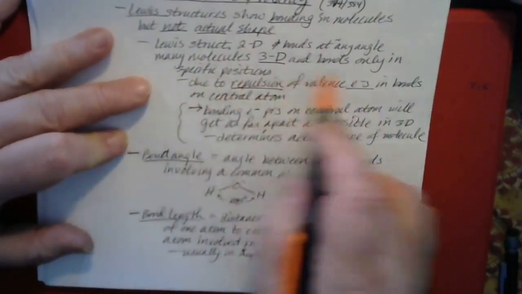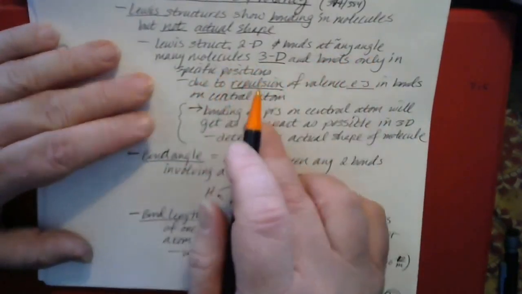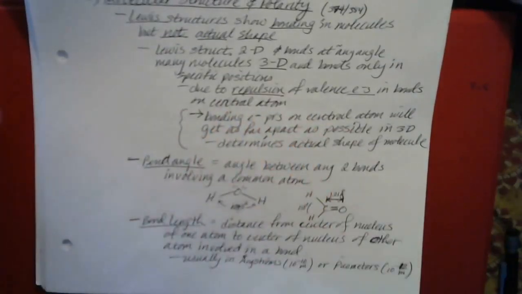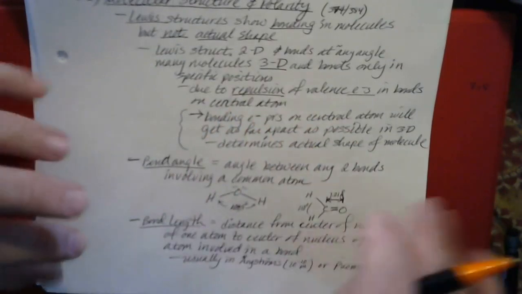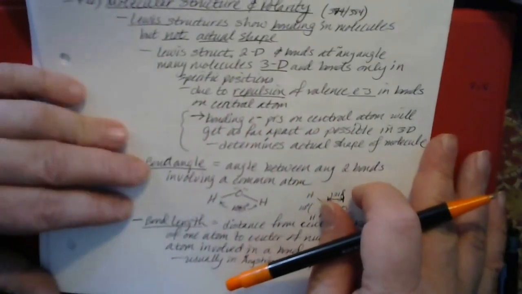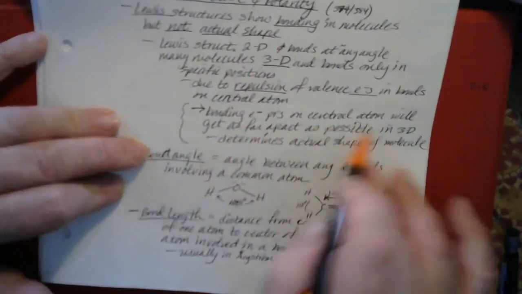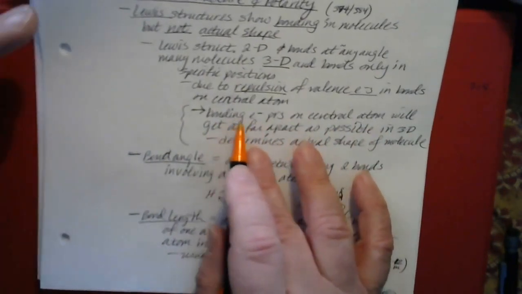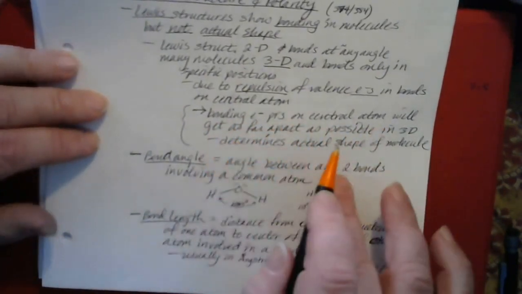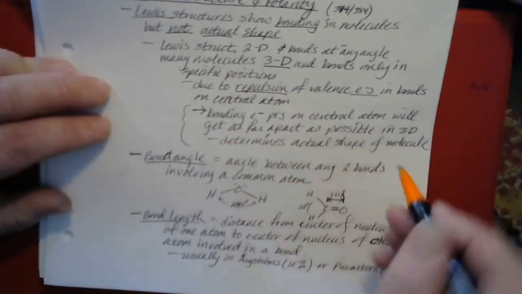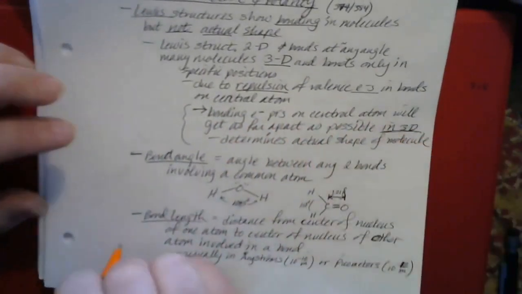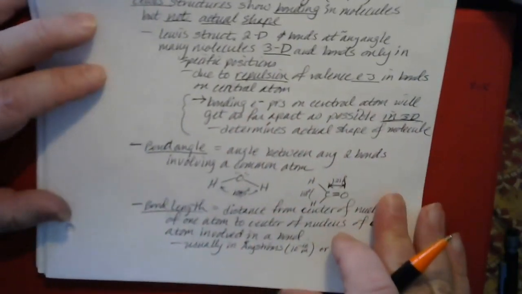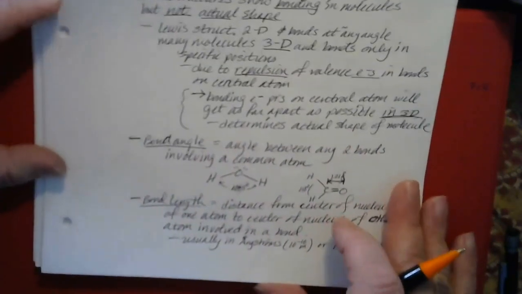The Lewis structure, as I said, allows you to put the bonds at just about any angle relative to each other, but most molecules in real life are three-dimensional, and the bonds can only occur in certain locations related to the repulsion of the electrons that are involved in the bonds for each other. And that's because since bonds involve electrons, the bonding electron pairs on a central atom will get as far apart from each other as possible in 3 dimensions. And that's the part that the Lewis structure doesn't consider. And that's what determines the actual shape of the molecule.